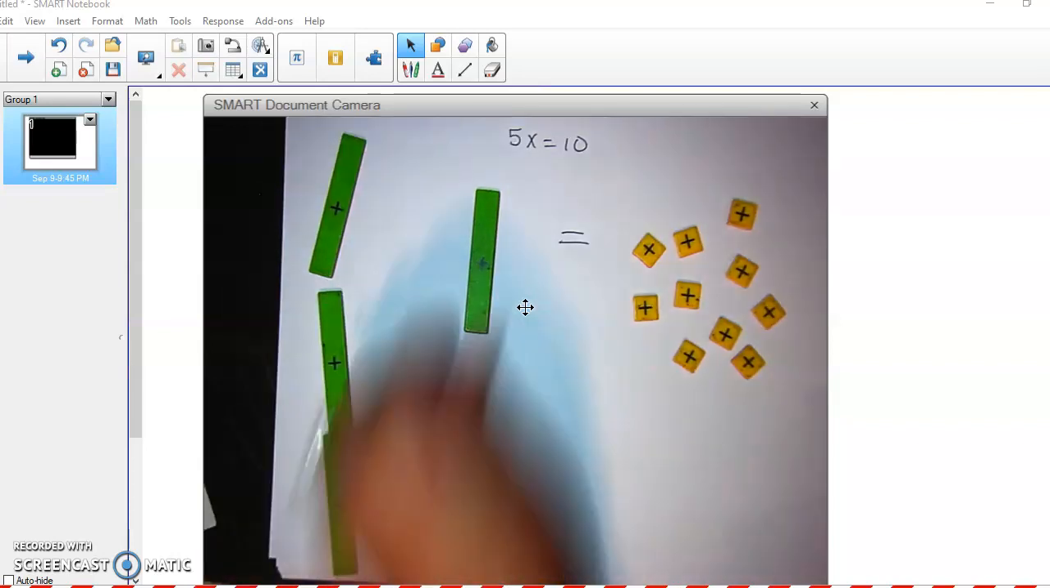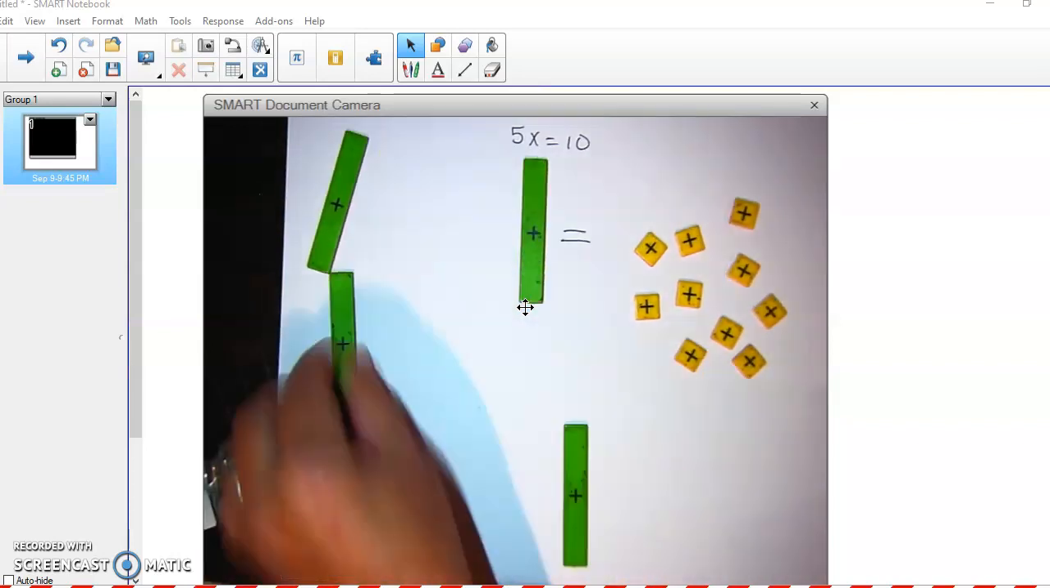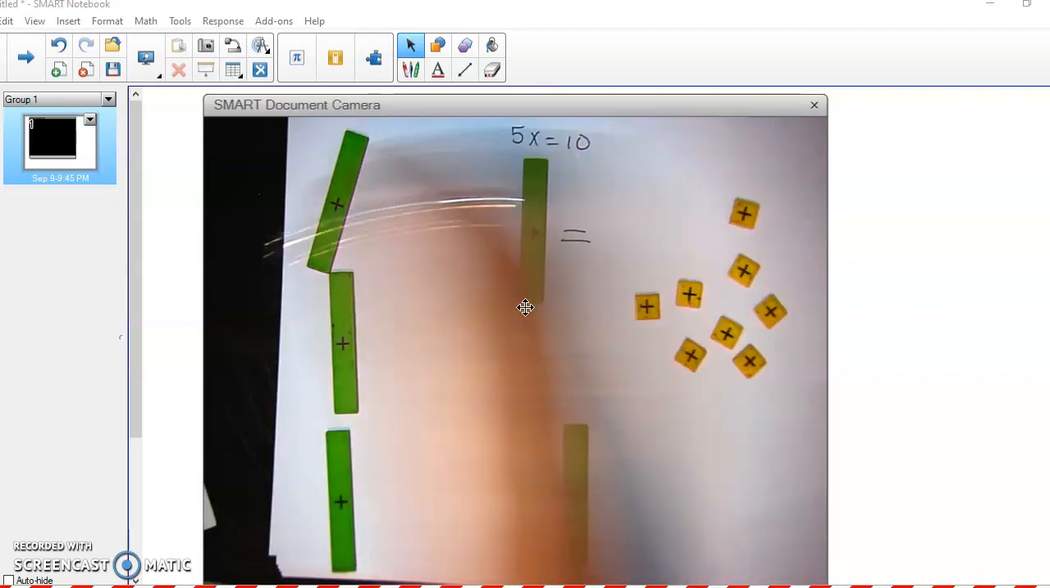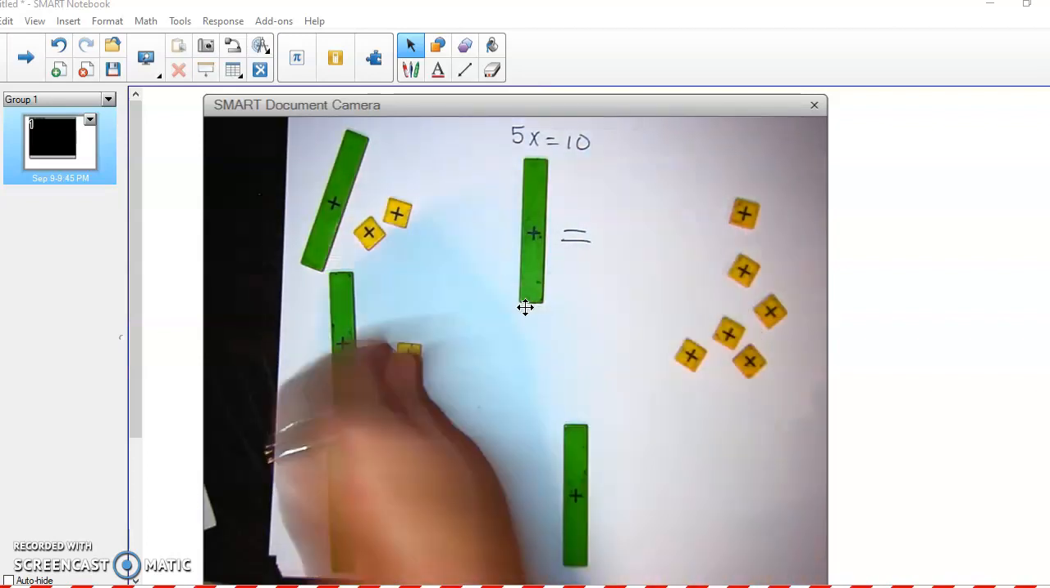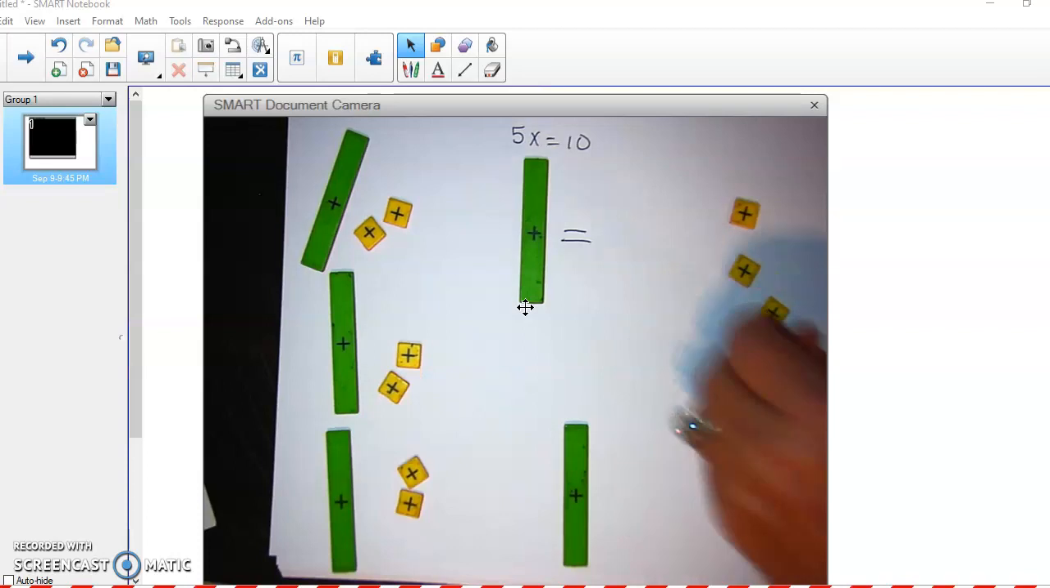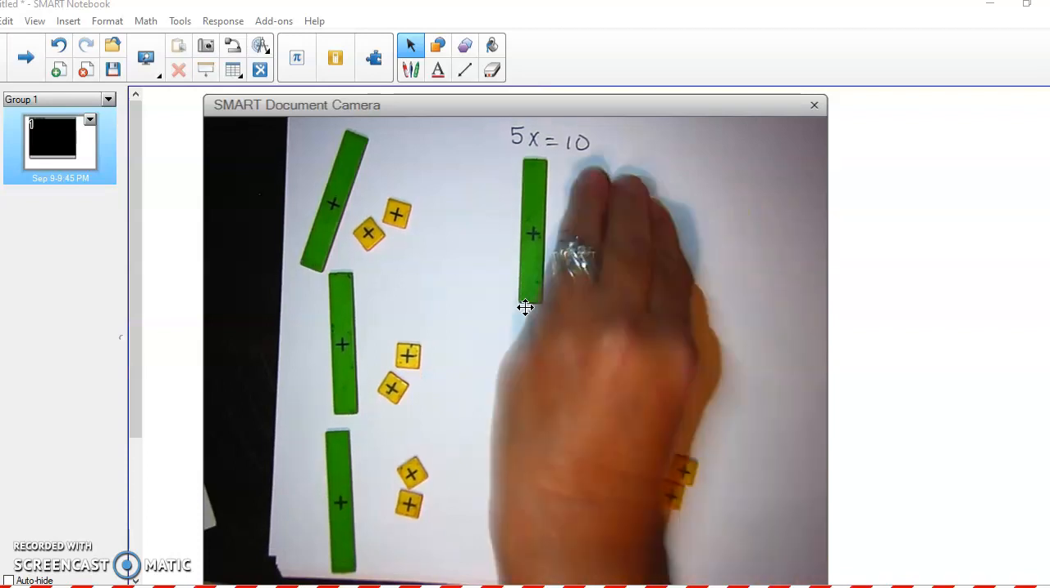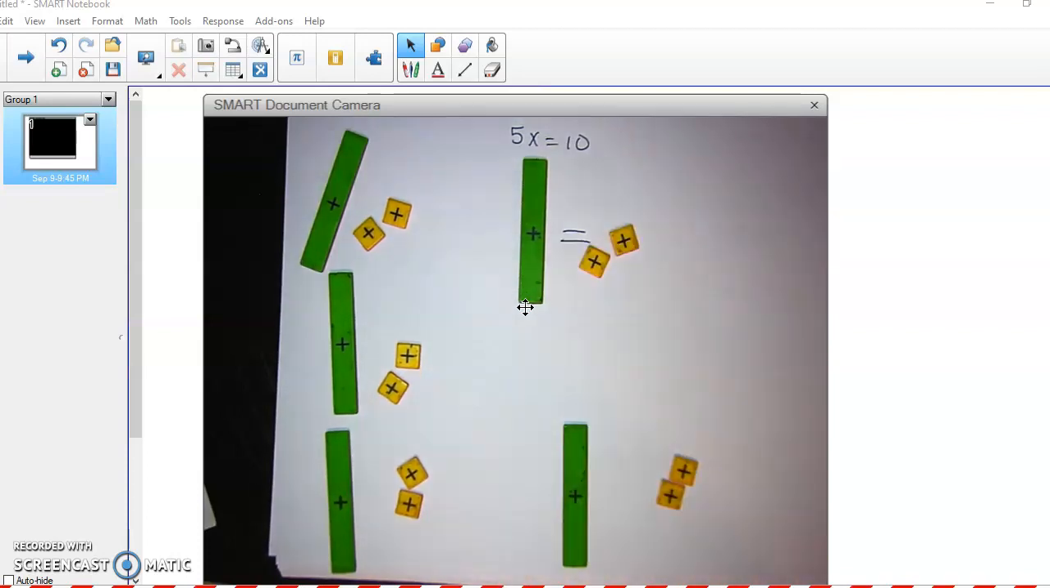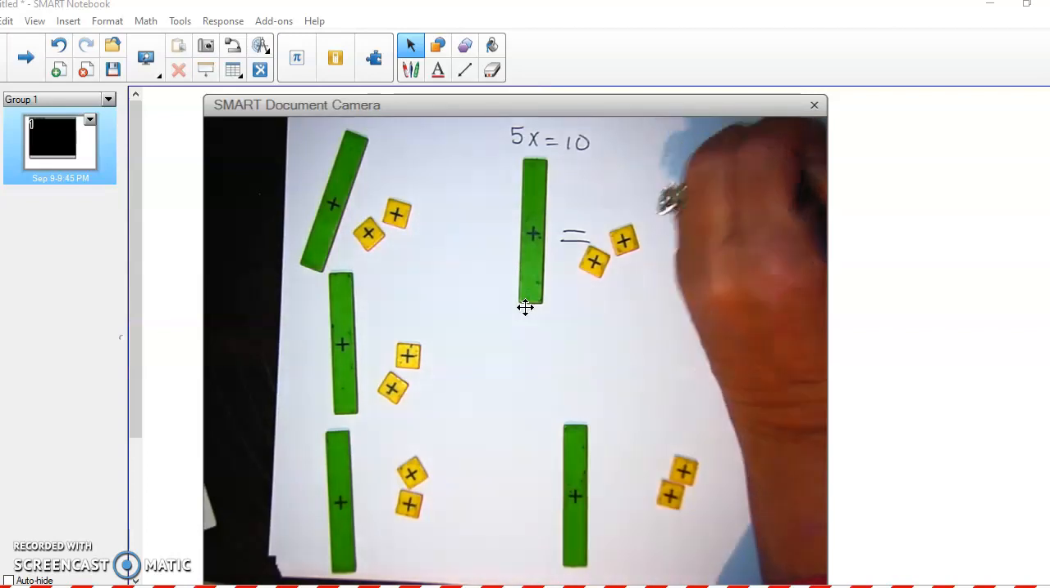A little harder here, so I'm going to have to just move them over. So then I'm going to give this x 2, I'm going to give this x 2, I'm going to give this x 2, 2. So x is equal to 2. So the answer would be x equals 2.